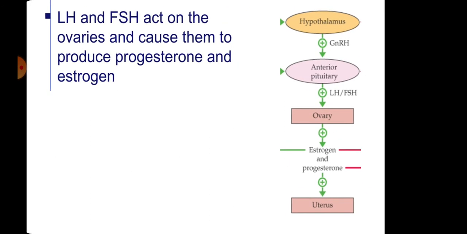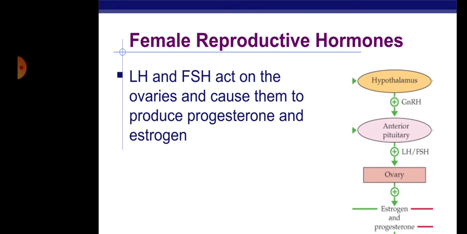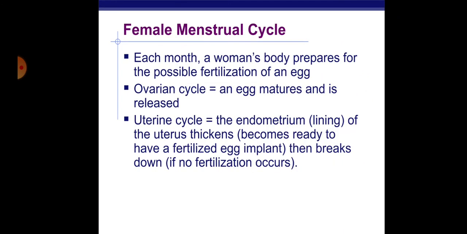The ovary then produces, on the stimulus of the FSH, the estrogen and the progesterone. The progesterone acts on the uterus, as well as the estrogen also acts on the uterus. Now, LH and FSH act on the ovaries and cause them to produce progesterone and estrogen. The female undergoes a menstrual cycle, which is known as the female menstrual cycle. That is, each month a woman's body prepares for the possible fertilization of an egg.